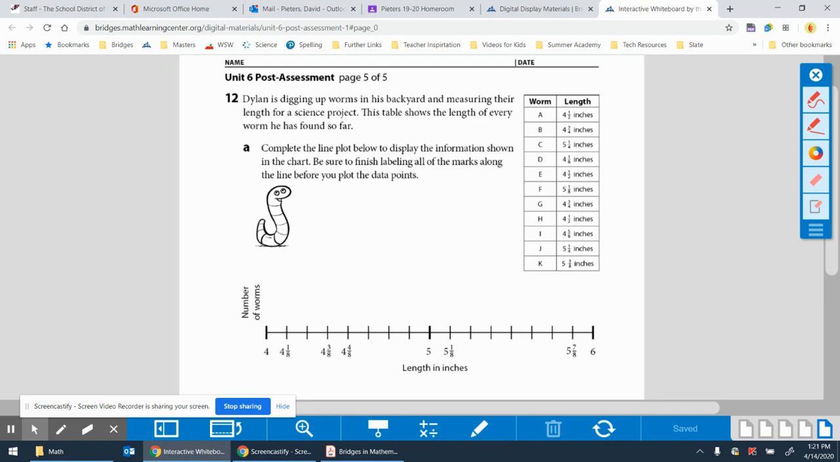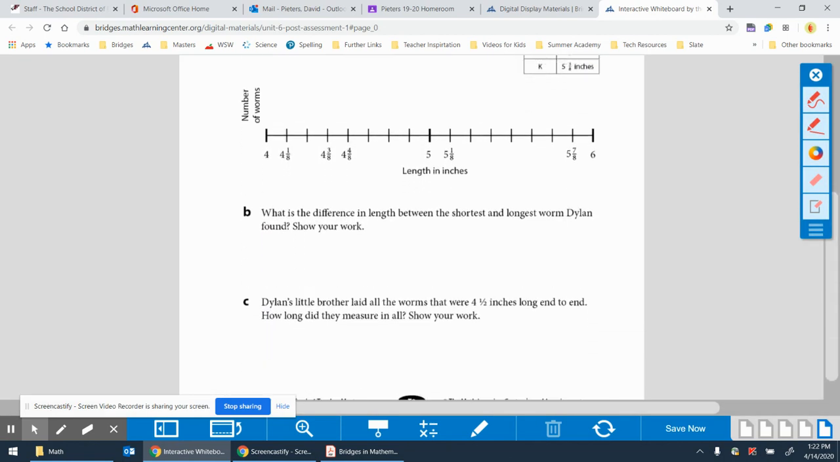Dylan is digging up worms in his backyard and measuring their length for a science project. This table shows the length of every worm he has found so far. So here's his table. There's the length. I know it's kind of hard for you to probably see that. Complete the line plot below to display the information shown in the chart. Be sure to finish labeling all the marks along the line plot before you plot your data. So we're going to want to make this part first, and then we'll put in our data. Okay.